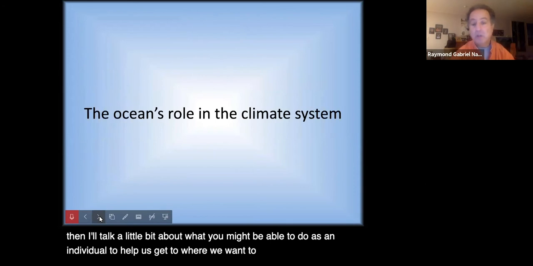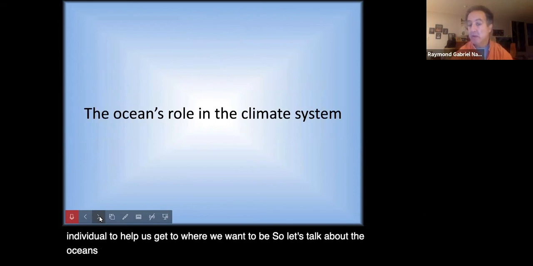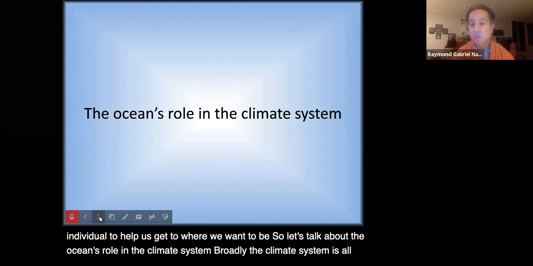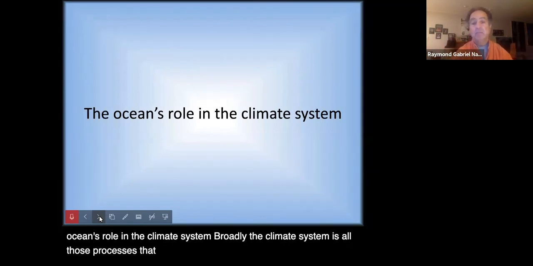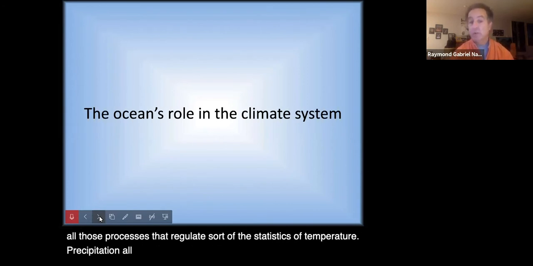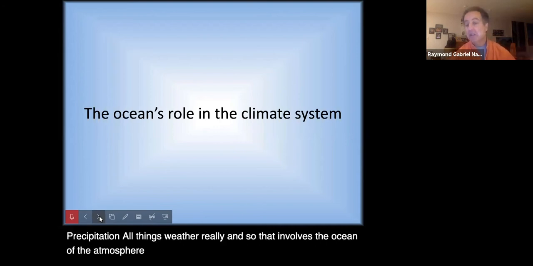So let's talk about the ocean's role in the climate system. Broadly, the climate system is all those processes that regulate the statistics of temperature, precipitation, all things weather, really. That involves the ocean, the atmosphere, ice, and land. That's the climate system.